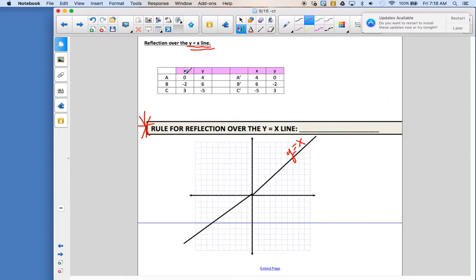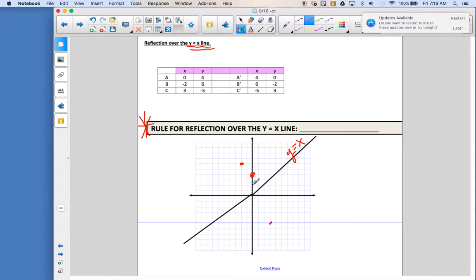So let's plot these first 3 points. 0, 4. 1, 2, 3, 4. There's 0, 4. Negative 2, 6. 2 to the left, up 6. So we're going to go 2 higher right here. And then positive 3, negative 5 is positive 3 to the right, down 5. Right there. Okay. That looks pretty strange. I'm not sure I counted these correctly. Let me double check that.